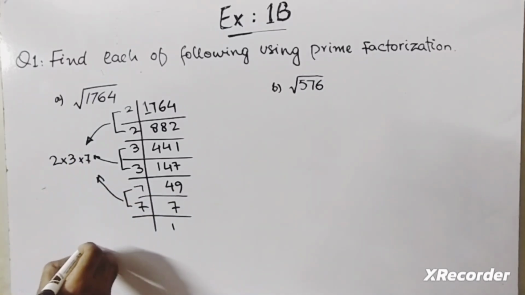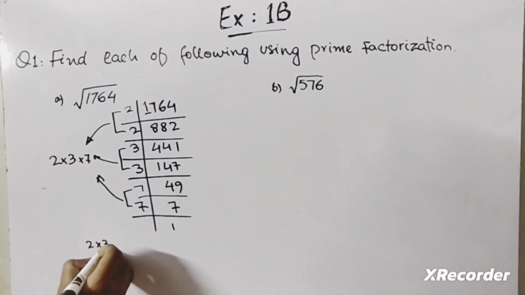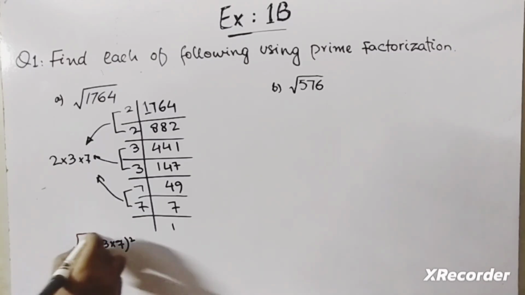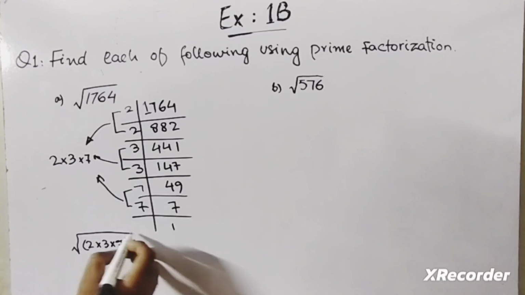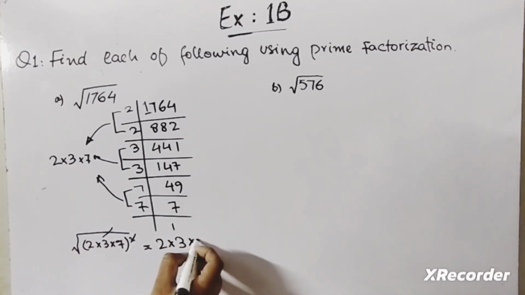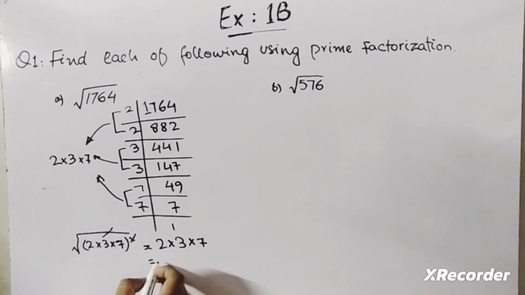So we can write it as 2 multiplied by 3 multiplied by 7 square, and we can cut out the square root with the square, so our answer will be 2 multiplied by 3 multiplied by 7. And if we solve it, we get 42.